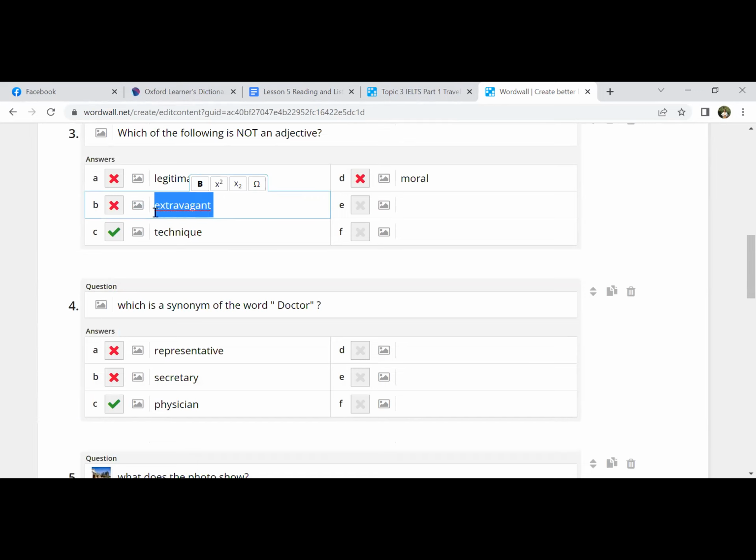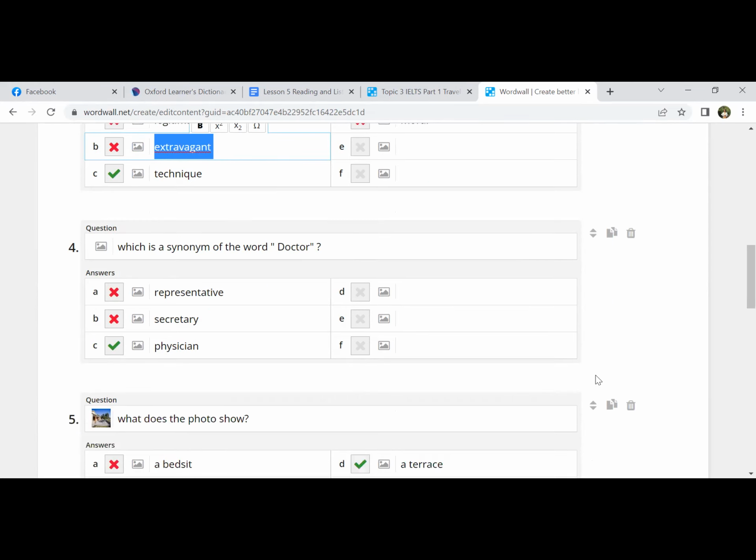Extravagant, very expensive, luxurious. Now I would like to discuss number 4 with Hua. Hello, Hua. So we see here the word doctor and the synonym is the word physician. They are not 100% the same, but you can paraphrase the word doctor with the word physician.